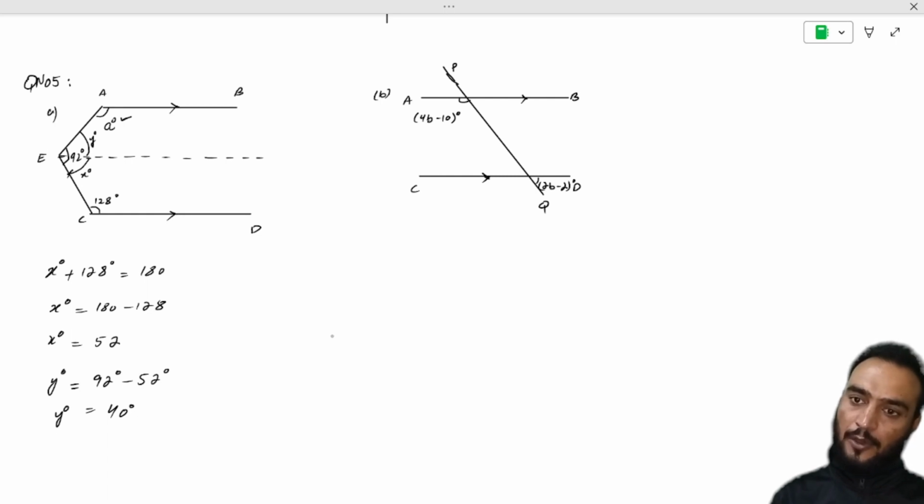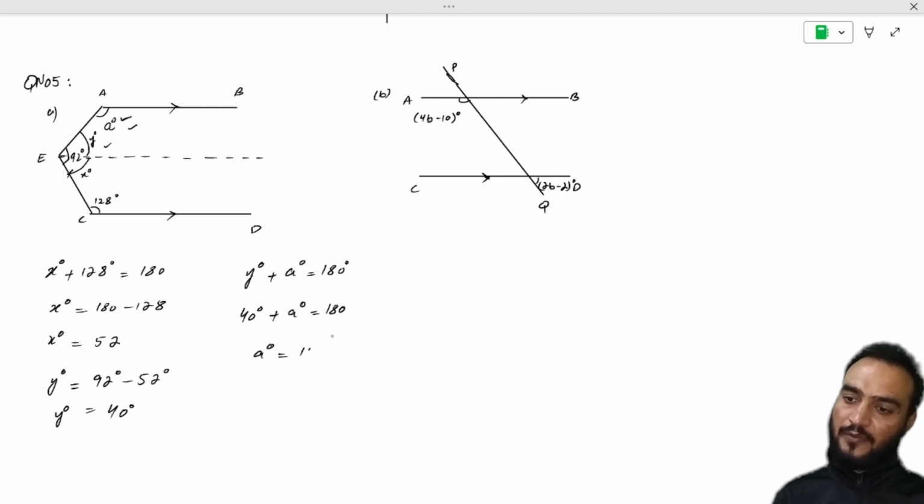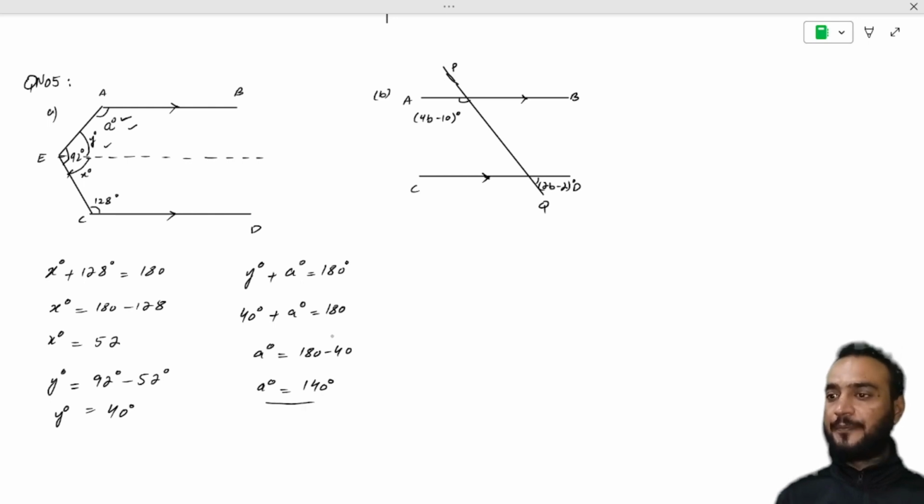So hence now y degree and a degree are the interior angles. So their sum, y degree plus a degree, is equal to 180 degree, because these are interior angles. So the value of y degree is 40 degree plus a degree equals 180 degree. We will subtract 40 degree from 180 degree, then its answer becomes 180 minus 40, and a degree is equal to 140 degree. The value of a degree now becomes 140 degree.